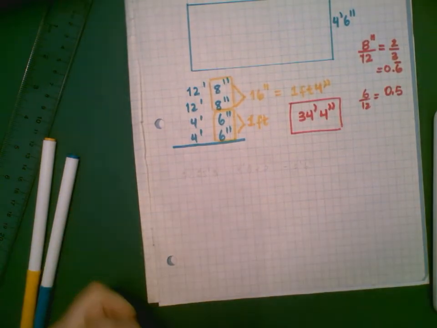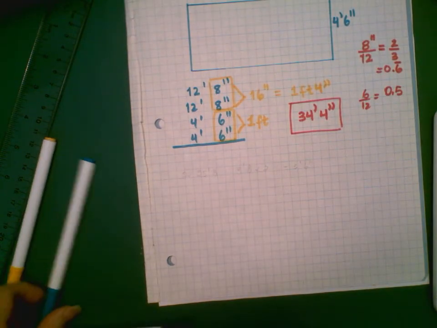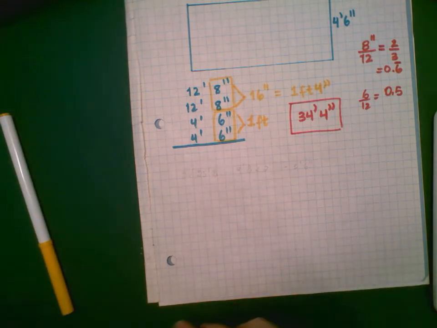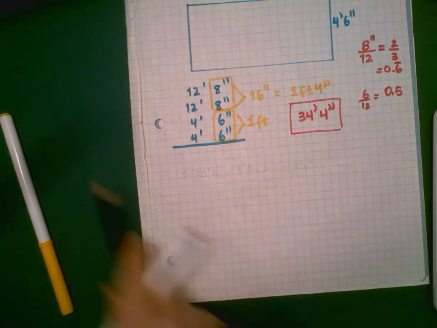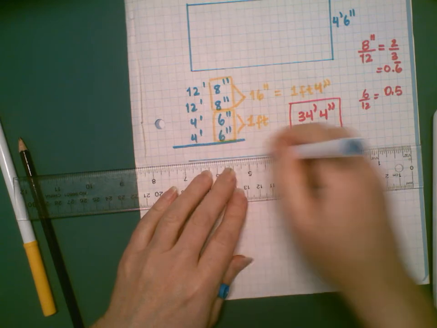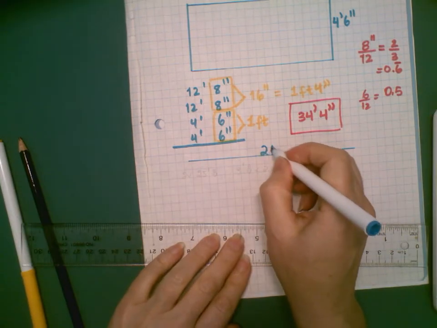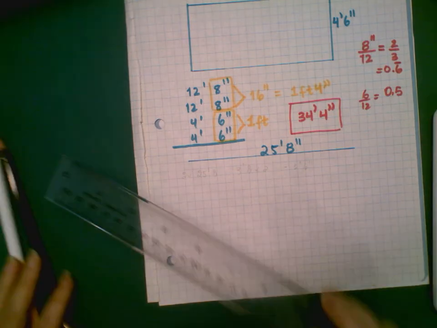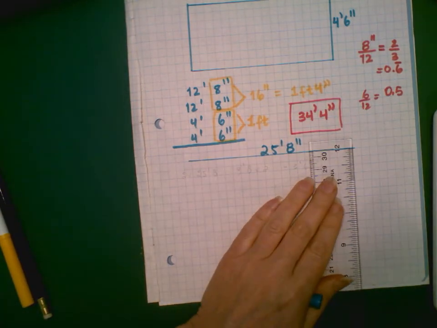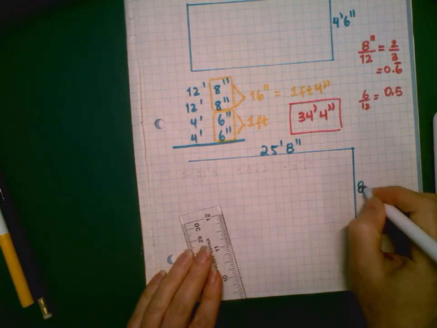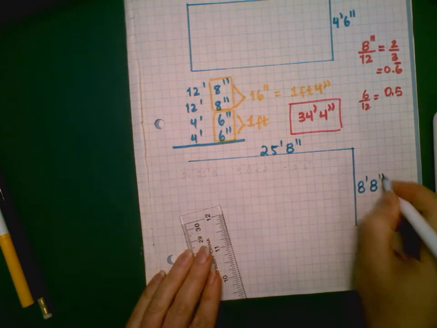All right, second question, kind of similar. It's also a rectangular shape. I'm not drawing this to scale. So we've got one side of the rectangle is 25 foot 8 inches, and the other dimension is 8 foot 8 inches, like that.